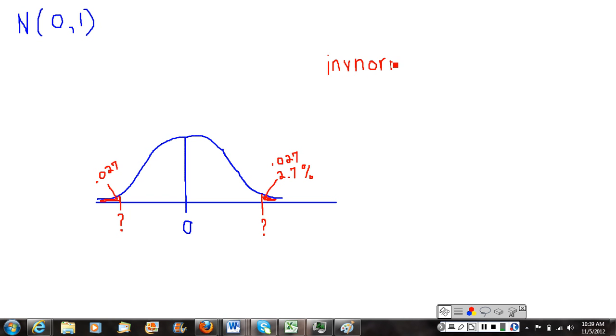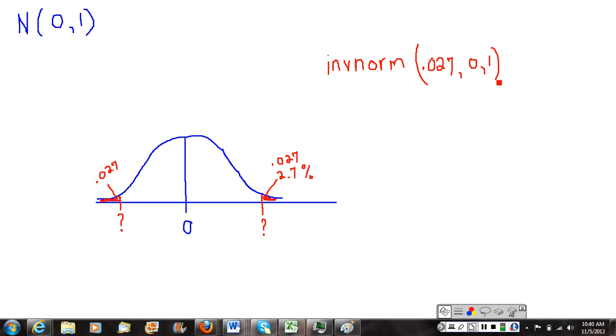When we do inverse norm, the first thing we enter is always the area to the left of the value of interest. So if we're looking for this question mark here, the area to the left of that question mark is 0.027, so that's the first thing we enter. The next things we enter are the mean, which was 0, and the standard deviation, which is 1. So let's put that in our calculator and see what we've got.